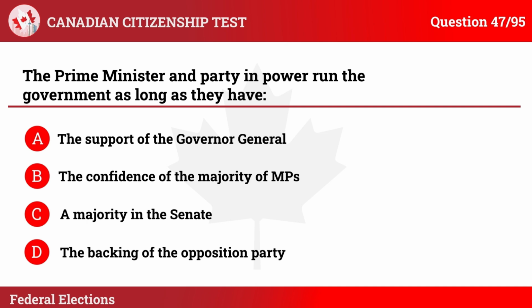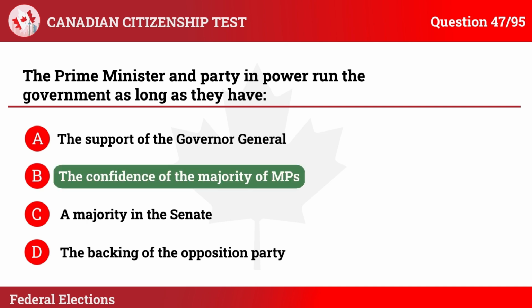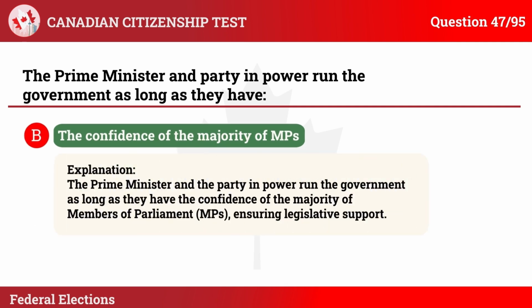The correct answer is B. The confidence of the majority of MPs. Explanation: the Prime Minister and the party in power run the government as long as they have the confidence of the majority of members of Parliament, MPs, ensuring legislative support.